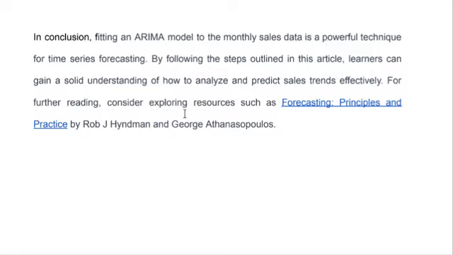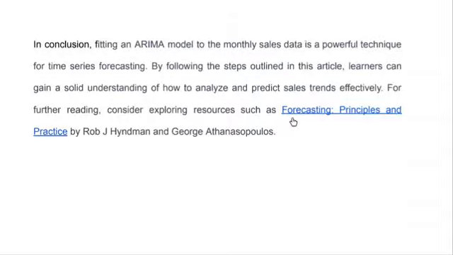By following the steps outlined in this article, learners can gain a solid understanding of how to analyze and predict sales trends effectively. For further reading, consider exploring resources such as Forecasting: Principles and Practice by Rob J. Hyndman and George Athanasopoulos.